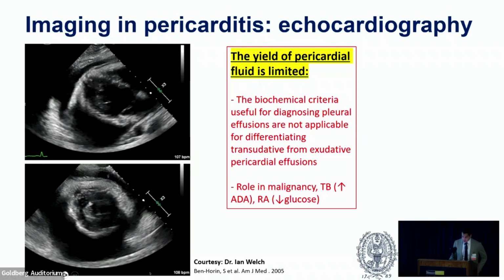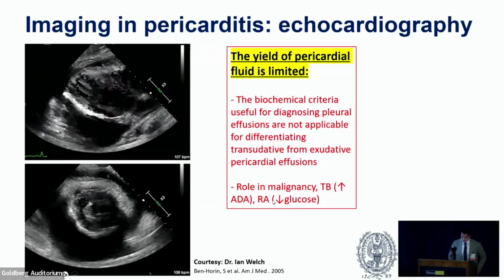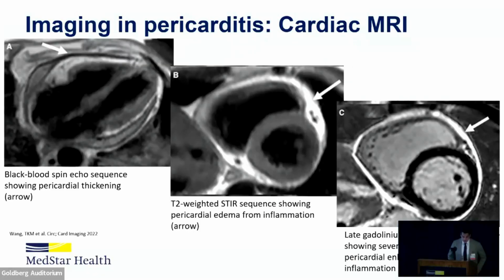And I put this here, this is again very rare, but the boards love to test it, so I put this for our house staff here: tuberculosis will have a high adenosine deaminase, which is an enzyme, and rheumatoid arthritis has a low glucose in terms of their assessment. And this is what we're looking for.